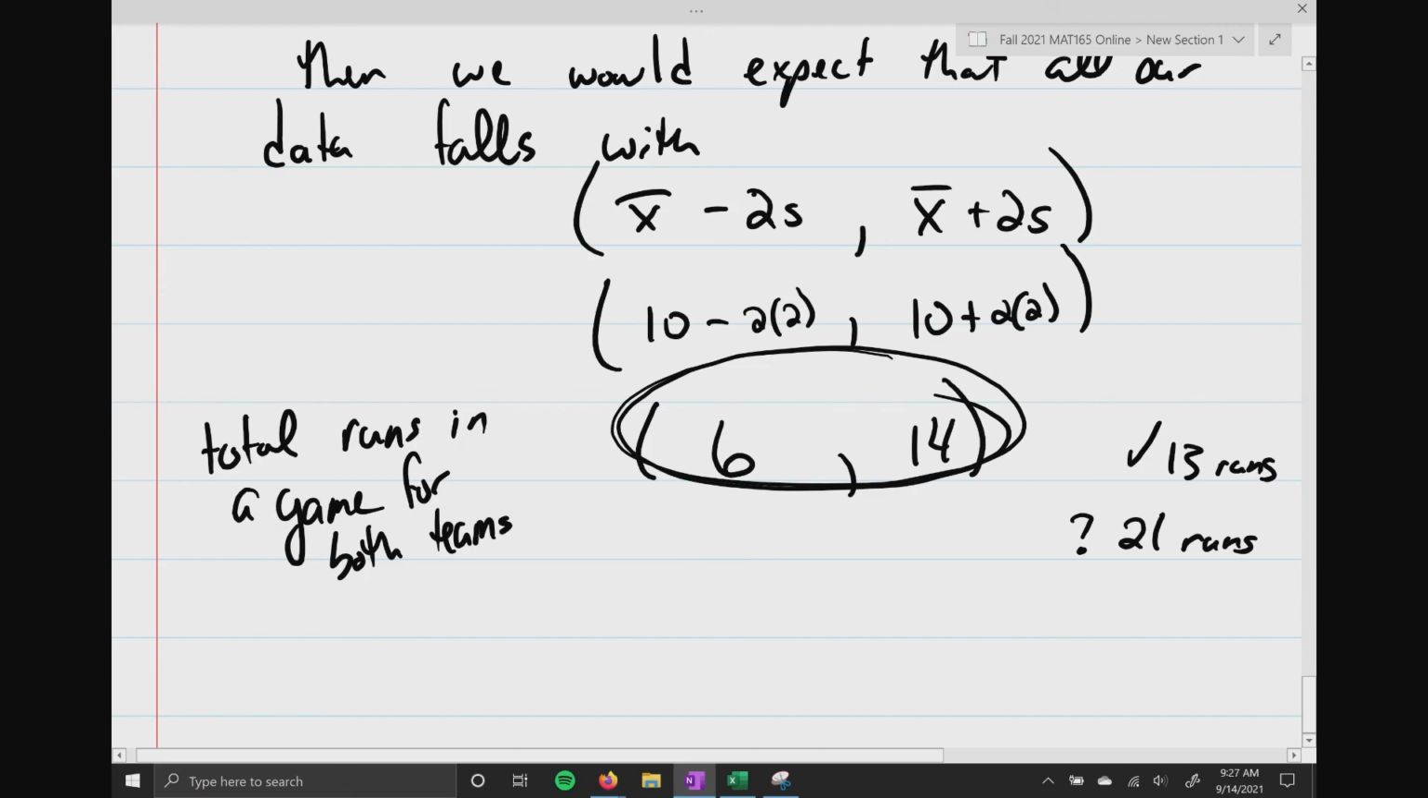So I would say that's an outlier. That's not a normal thing. Okay? So, real quick, I just want to show you this because I know it's in our guided notes.